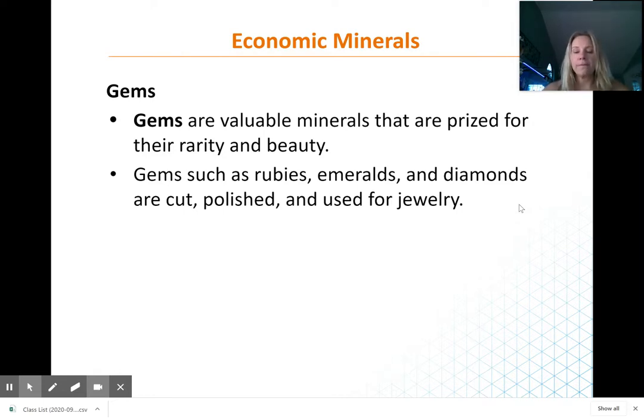So diamond, for example, is a gem. Sapphire is a gem. Opal is a gem. So all of these things, emeralds, etc. And that's it.